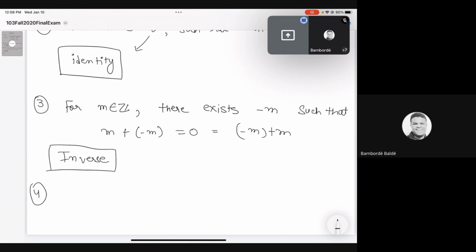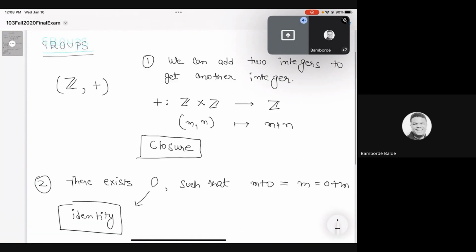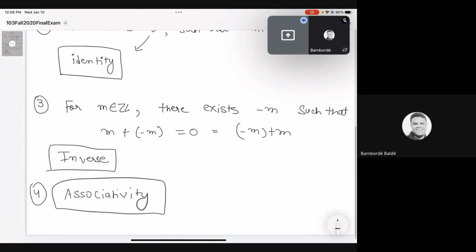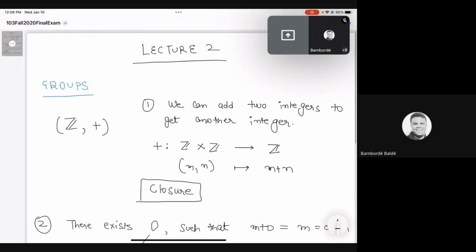And the last thing, of course, is the associative property, or associativity. What it means is that the order of operation doesn't matter. If I give you three integers, let's say m, n, and p, it doesn't matter whether you add n to p first and then add it to m, or you add m plus n and then add everything to p. They are all the same. Basically, brackets don't matter for us. These are the four properties.